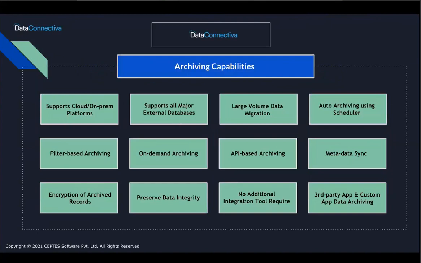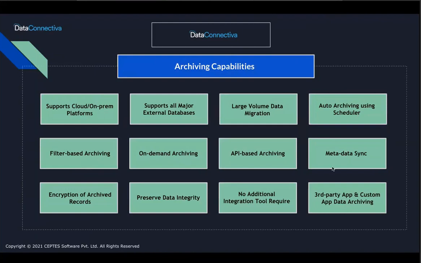Let's say you have 500 GB or TBs of data that you want to initially offload. I'll talk more about that later, but that is something we can do with this app. We can automate the entire archiving process and schedule it. You can do filter-based archiving, because obviously you won't want to archive everything; you would want to give certain criteria. You can also do on-demand archiving and API-based archiving.